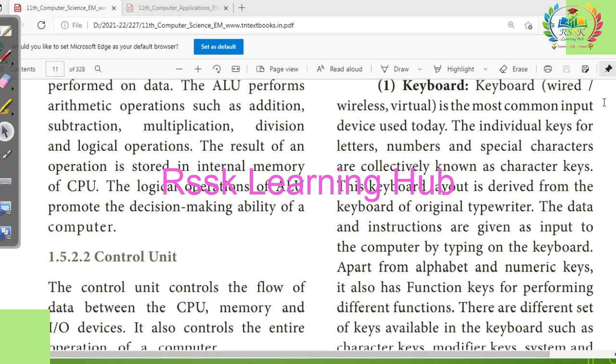There are three main types of input keyboards: one is wired, another is wireless, and another is virtual. Using these three you may give your input. Individual keys for letters, numbers and special characters are collectively known as character keys. Alphabet keys A, B, C, number keys and different symbols will be there, and everything comprises your special characters. Data and instructions are given as input to the computer by typing on the keyboard.